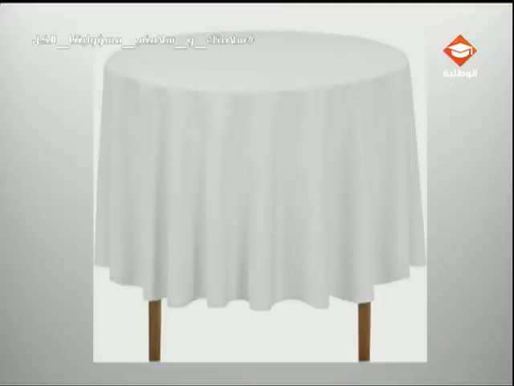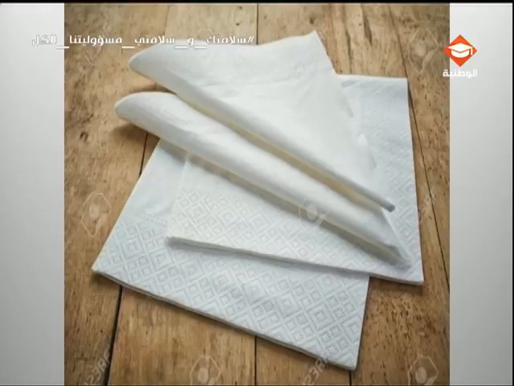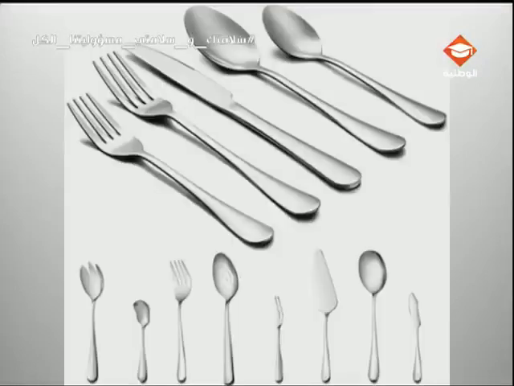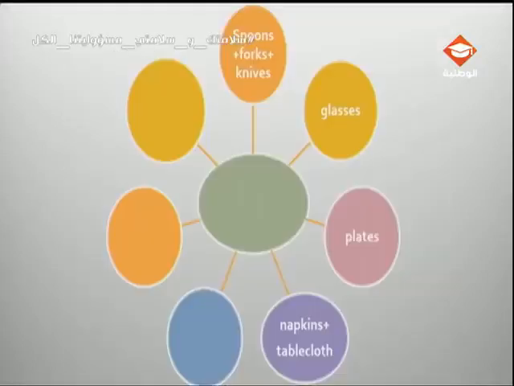We have here a table. On the table we can see the tablecloth and the napkins. Tablecloth and napkins are very important, of course. Now this picture contains spoons, a knife, and two forks. So spoons, knives, and forks are important in a restaurant or in a cafe if you eat something there.